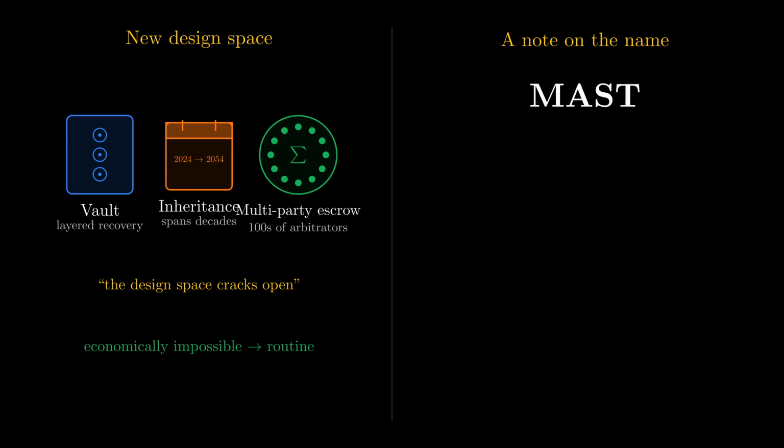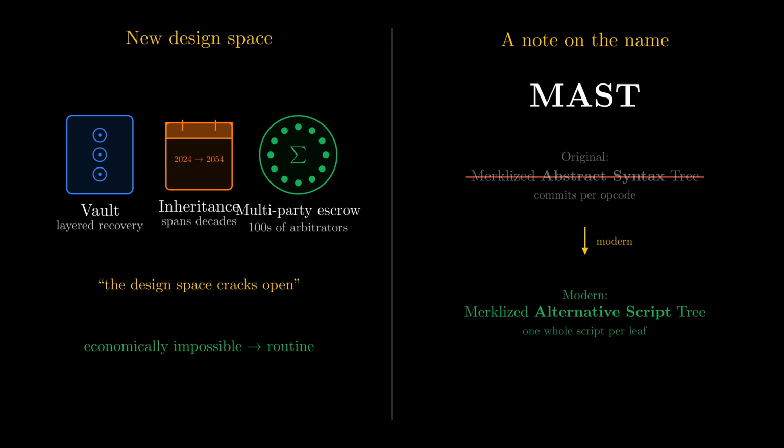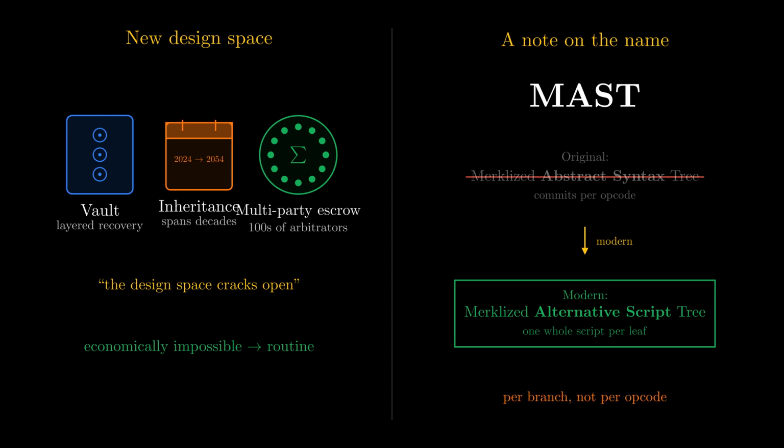MAST originally meant Merklized Abstract Syntax Tree, committing to every individual operation. The modern design switched to Merklized Alternative Script Tree, one whole script per leaf. Coarser but far more space efficient since you commit once per branch instead of once per opcode. MAST is a commitment scheme, not a smaller script. The unused branches still exist, they just never touch the chain.